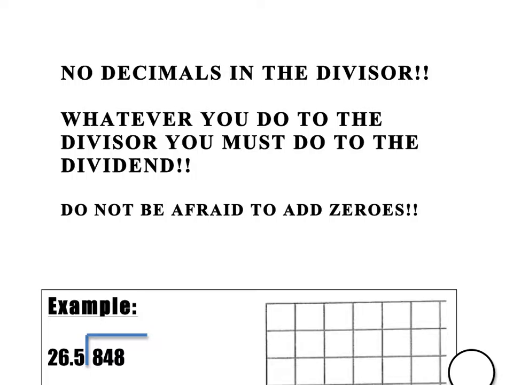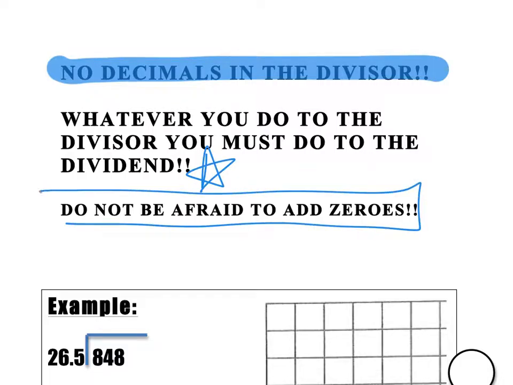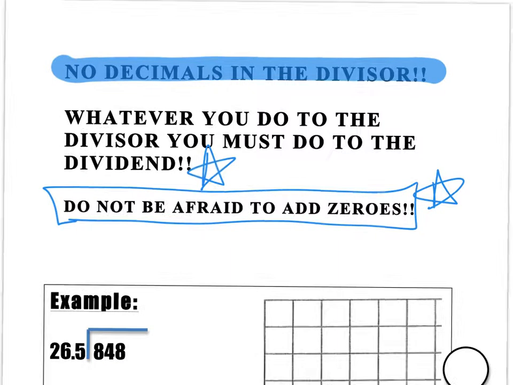Okay, in order to wrap up this lesson, let's talk about a couple of reminders. There should never be any decimals in your divisor. Whatever you do to the divisor, you must do to the dividend. This is super important. Do not be afraid to add zeros. That's also very important. So if you're trying to bump your decimal and there are no places to bump it, you need to add some zeros in order to be able to make that happen.